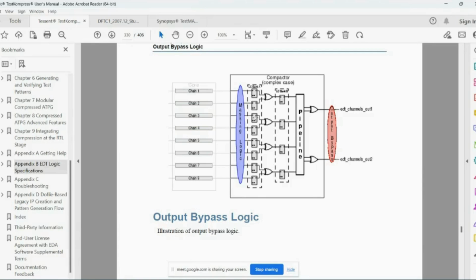XOR gate, any one input is high. Okay, no, sorry, then the output is 0. Any one input is high, that means only one input should be high, then the output will be high. Either of the inputs, only one input should be high for XOR, not both. If at least one input is high in XOR gate inputs, then output is high, that means 1.